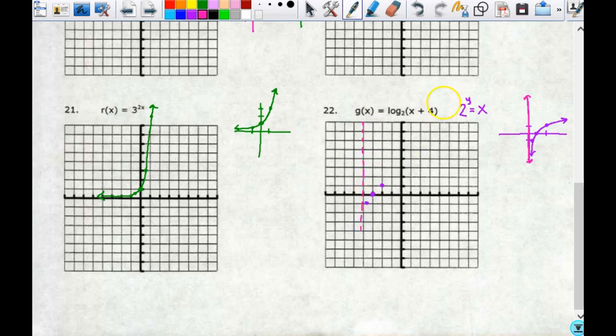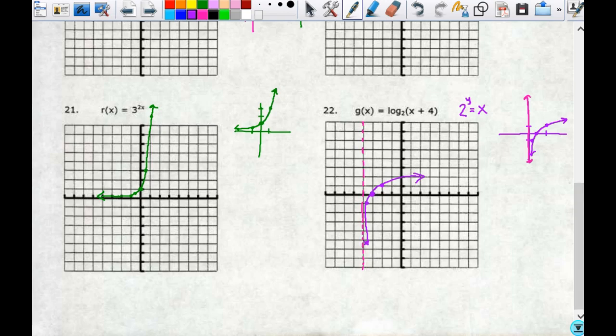This is my, oops, goodness gracious. Yours should always look better than what I'm doing up here. Okay. So then when I go to draw it, I got to be careful not to cross that. It should look something like that. Okay. So that's it for your parent functions and your transformations.